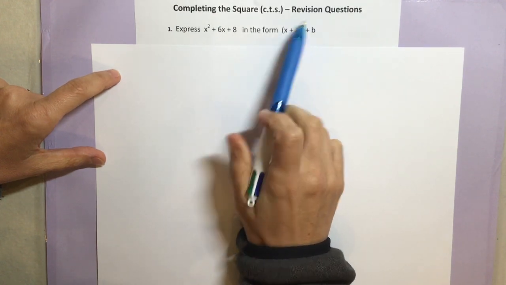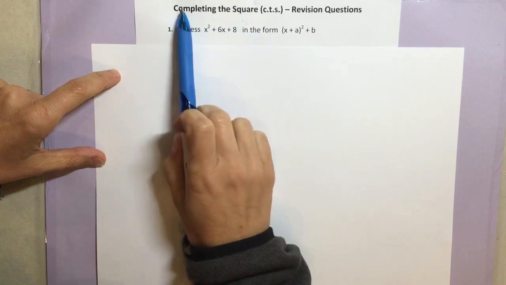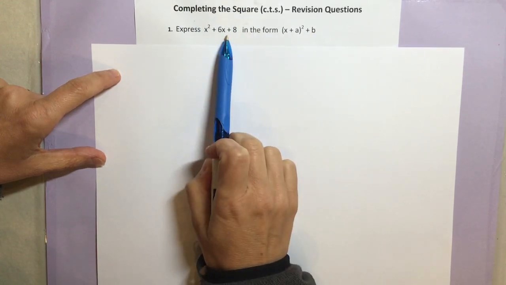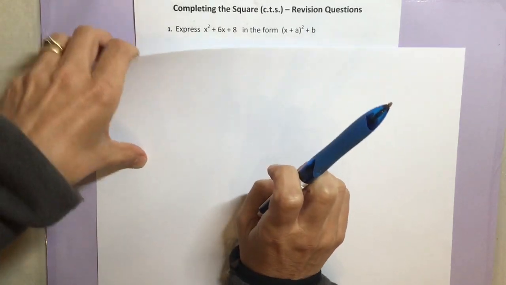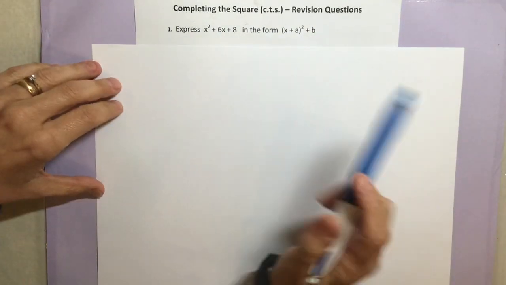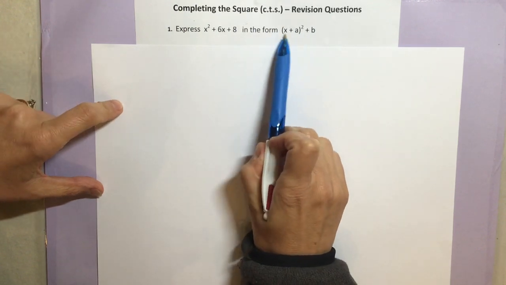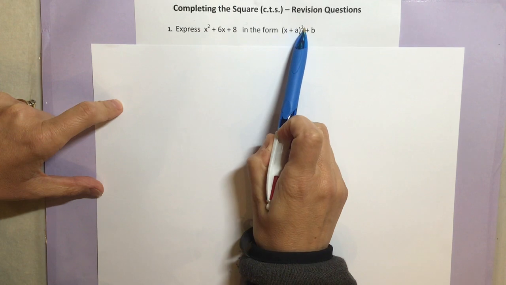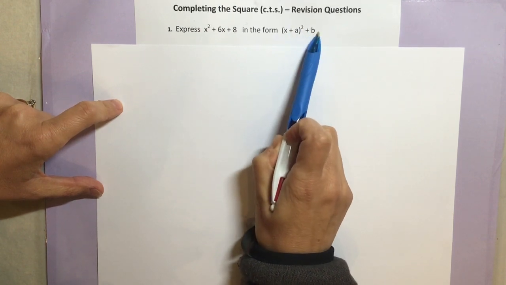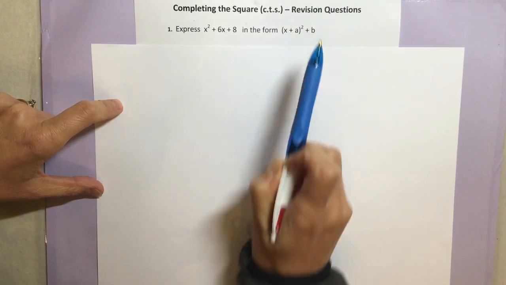Okay, so express x squared plus 6x plus 8 in the form x plus a squared plus b. Now sometimes the questions will really explicitly say complete the square on the following, but sometimes they'll just say something like this. And we've got a few different questions like this today. Okay, so express it in the form, and this is what tells us it's completing the square. You've got something in a bracket squared and then some other number term on the end. And basically we need to find out what a and b are.